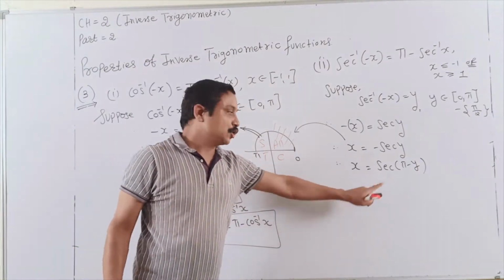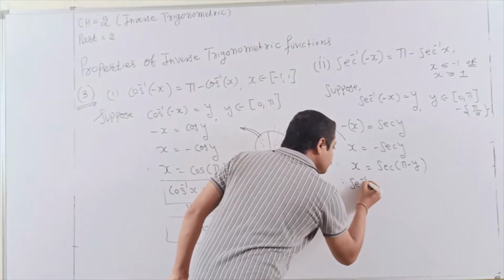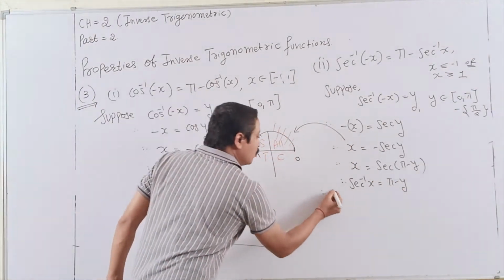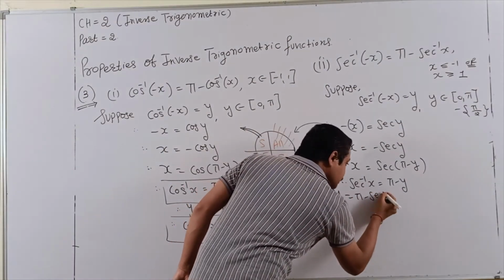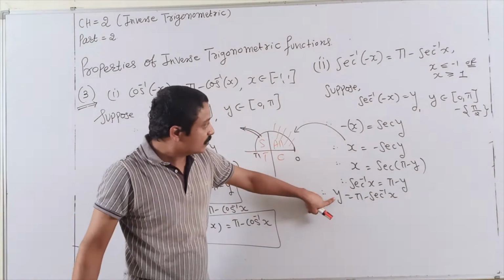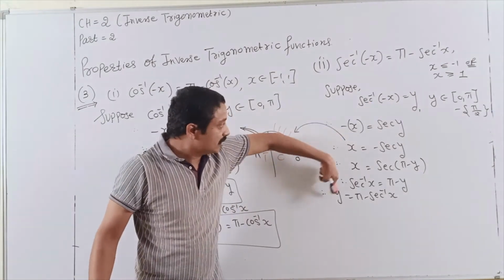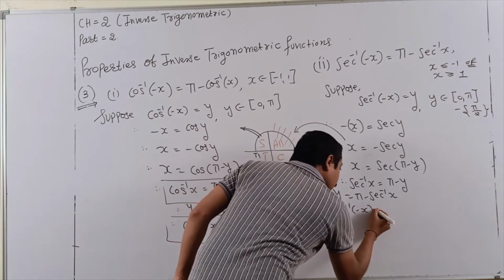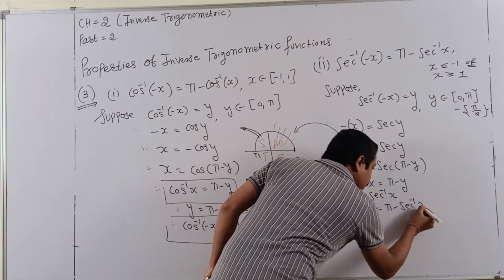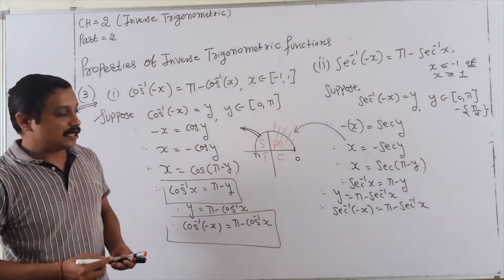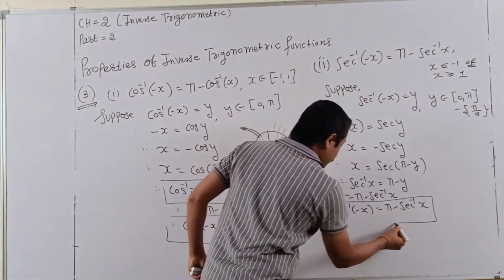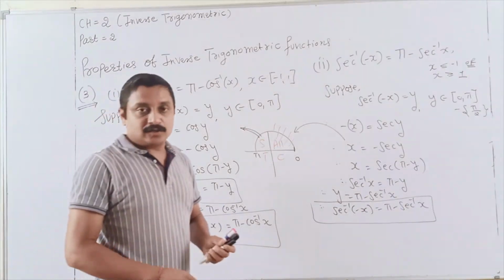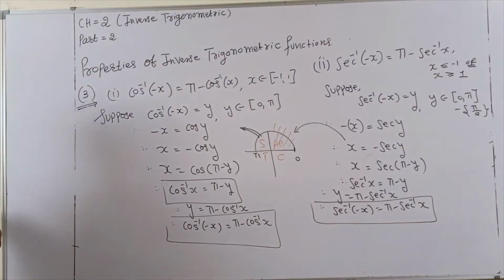Yes. So what is the sec inverse x? It is pi minus y. Finally done here, y is equal to pi minus sec inverse x. Now students, this y already I suggested. Putting the suggested values, so what is your y? Sec inverse minus x is pi minus sec inverse x. And here our property number second is done. Same, I am going to property third one.